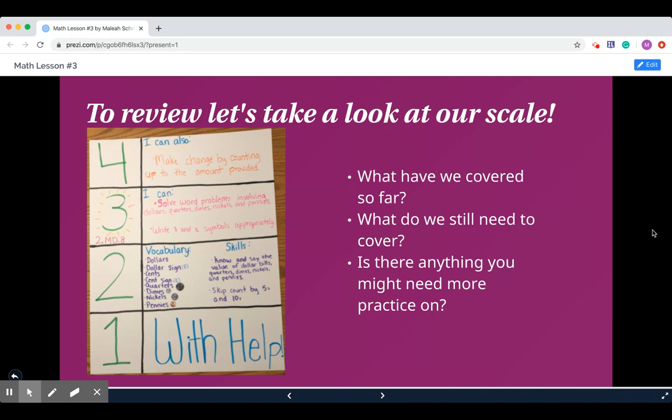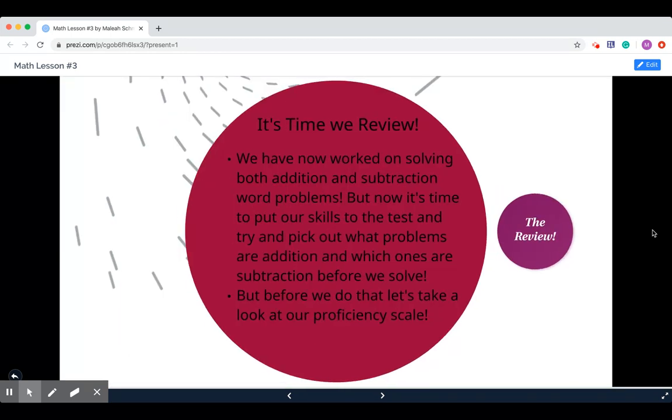So we still need to cover how to pick out if we need to subtract or if we need to add, which we will be doing in this lesson. So now let's take a minute and think. Is there anything that you might need to know more on and you might need more practice on? Just think and kind of brainstorm that. If you need a little more time to think, you can pause the video and then press play when you're ready to move to the next step.